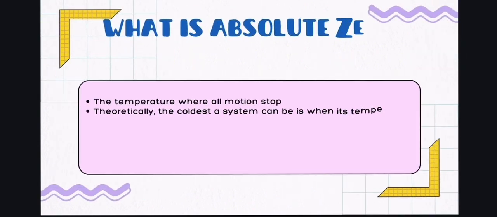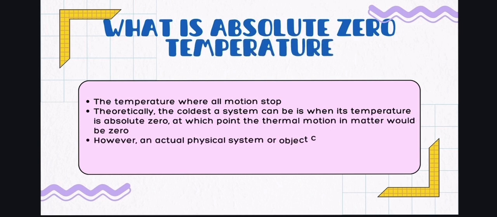What is absolute zero temperature? The temperature where all motion stops. Theoretically, the coldest a system can be is when its temperature is absolute zero, at which point the thermal motion in matter would be zero. However, an actual physical system or object can never attain a temperature of absolute zero.